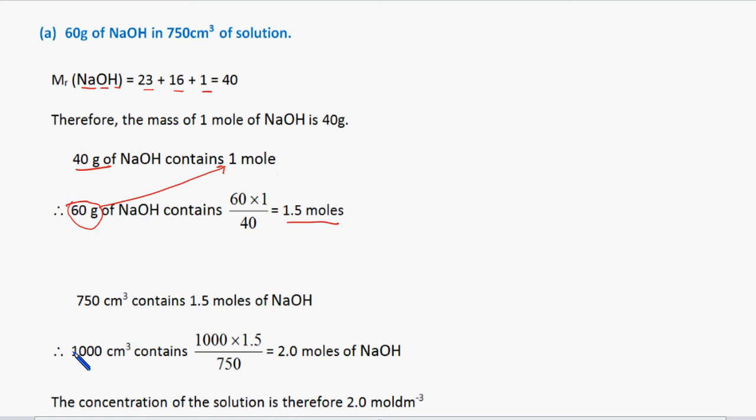Therefore, remember, concentration is given as mole per dm cube, and 1 dm cube is 1000 cm cube. So we need to find out for 1000. We take 1000 and multiply by 1.5 divided by 750, and that gives us 2 moles of sodium hydroxide. Therefore the concentration of the sodium hydroxide is 2 mole per dm cube. Notice how we wrote it: mole dm to the power minus 3.